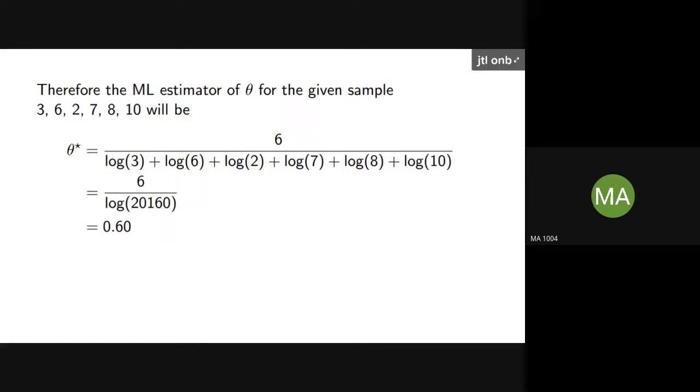I just want to know whether this log is base e. So this is natural log value only, right? When you take natural log only, it will come to 0.60. Is that correct? Yes. Otherwise, it is coming 1.39. Okay.